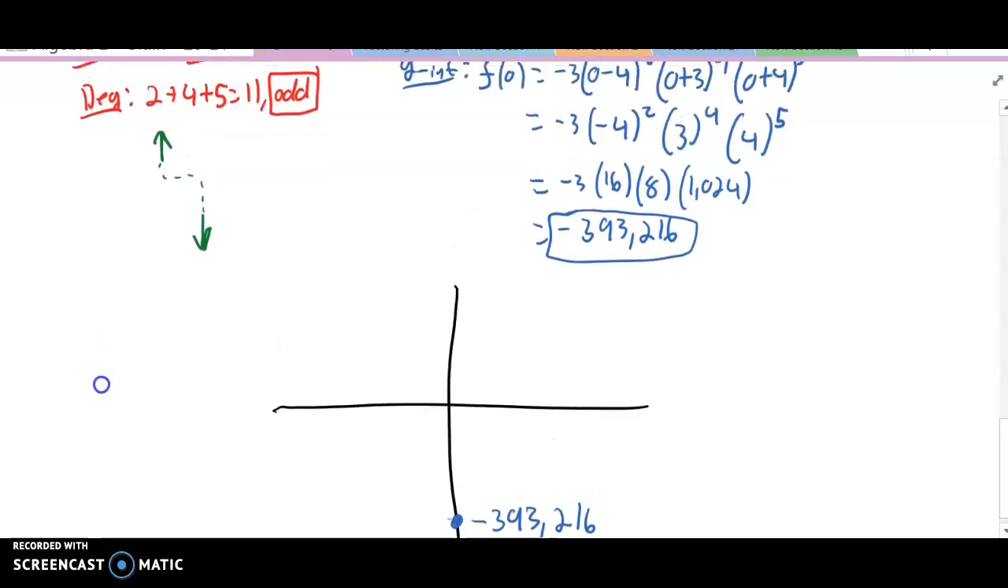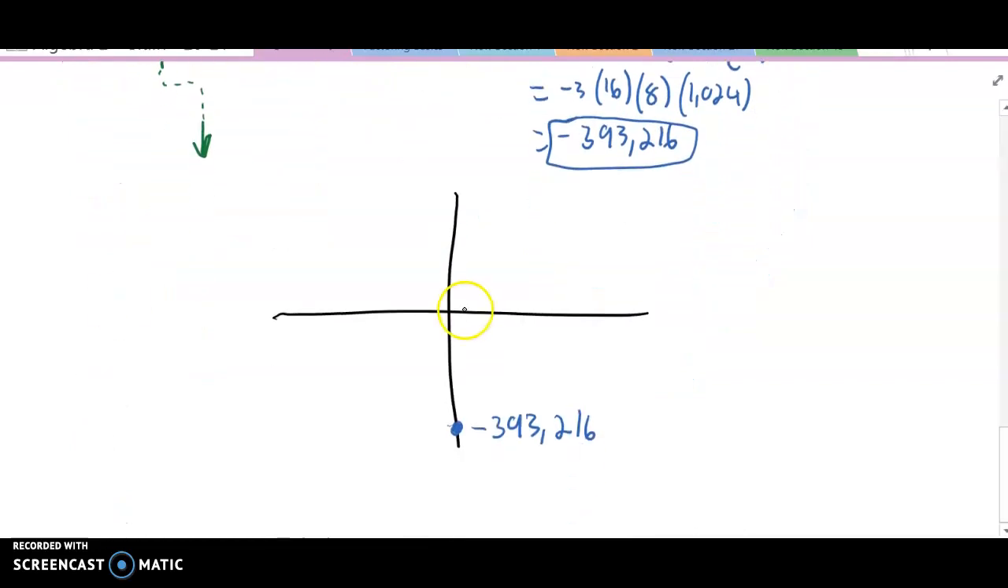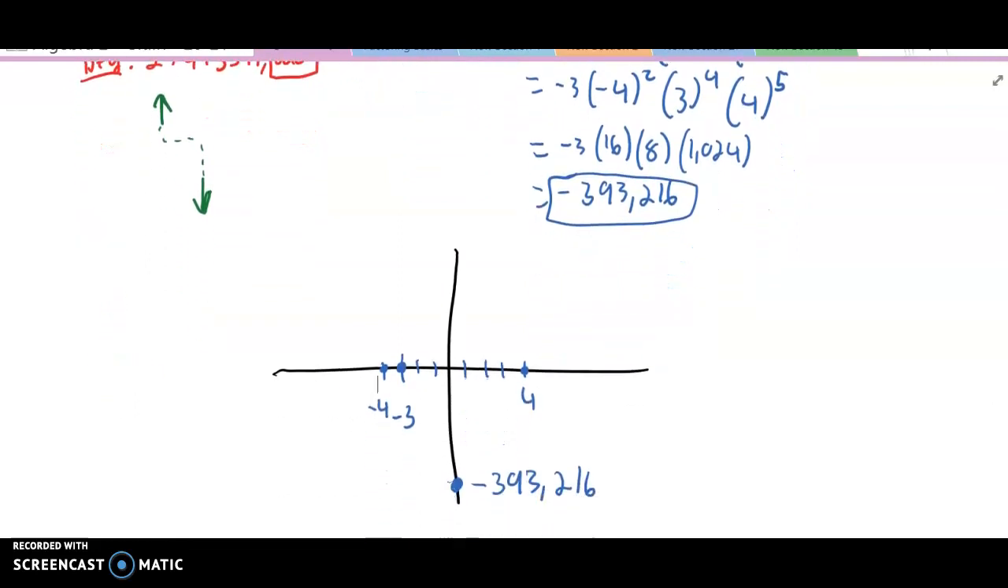Now I'm going to go fill in my x-intercepts. 4, -3, -4. Oops, I put that at -5 and I meant -4. -4, -3, 4. Let's double check. Great. On the left side, I'm going up. Remember, we're getting this information from here. And on the right side, I'm going down.